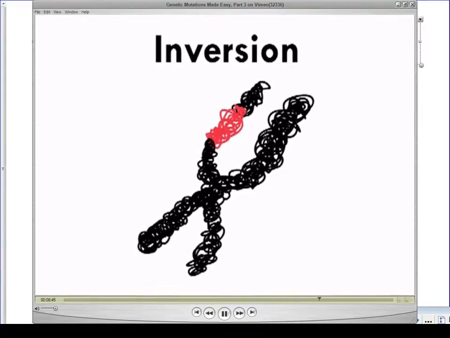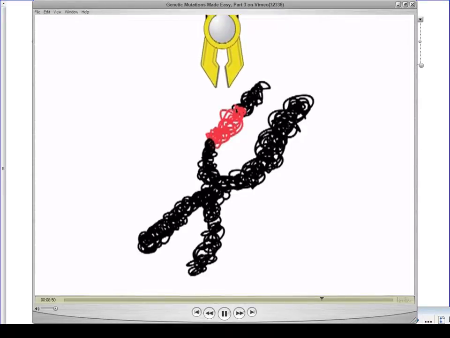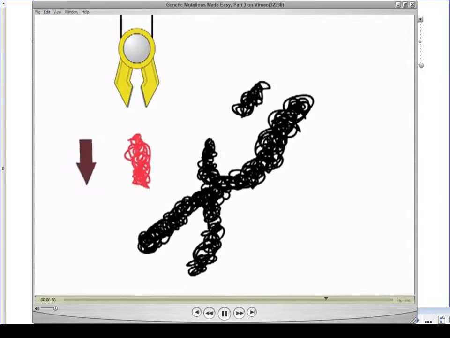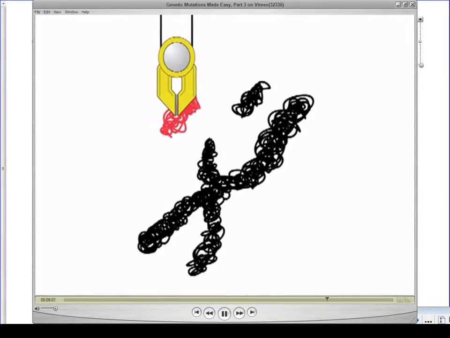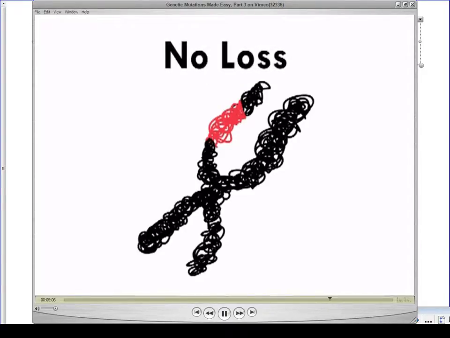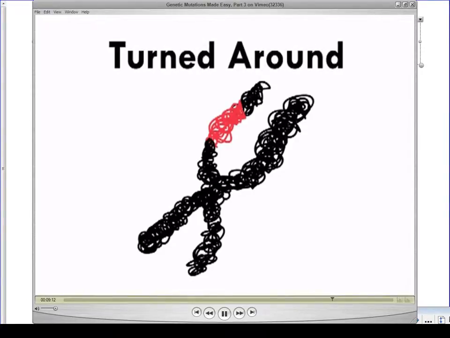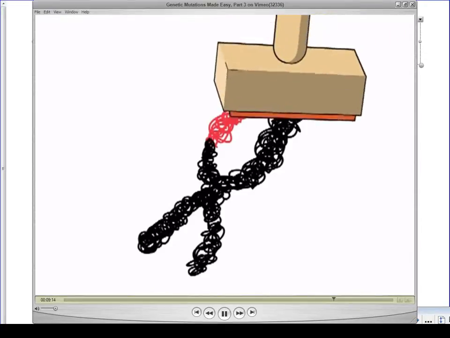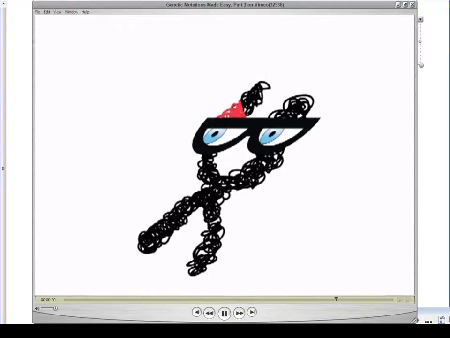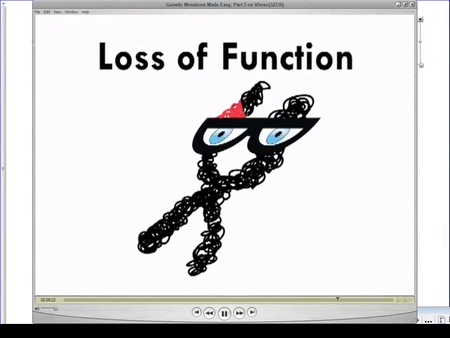Inversion is a large-scale mutation. Normally, it involves one chromosome. Inversion is when genetic material is turned around. The affected material, like a gene, is taken out, flipped in the opposite direction, and then reinserted from the same location it was taken. With inversion, there is no loss of genetic material, and there is no duplication. The genetic material is simply turned around. Many times, inversion is undetected. But when it does affect protein formation, inversion can lead to a loss of function.